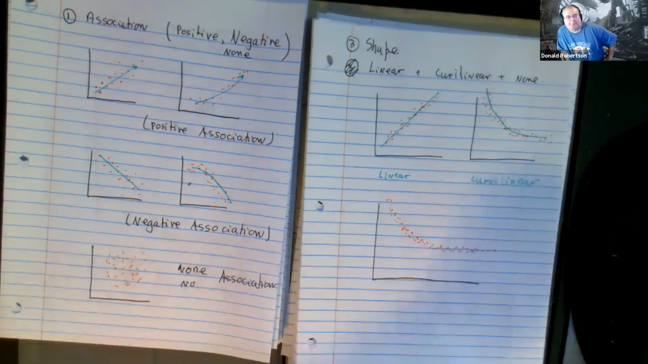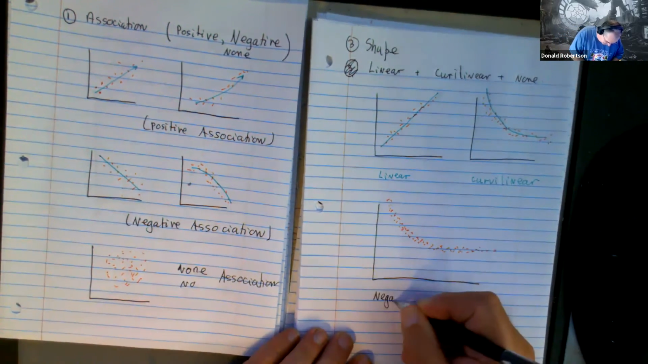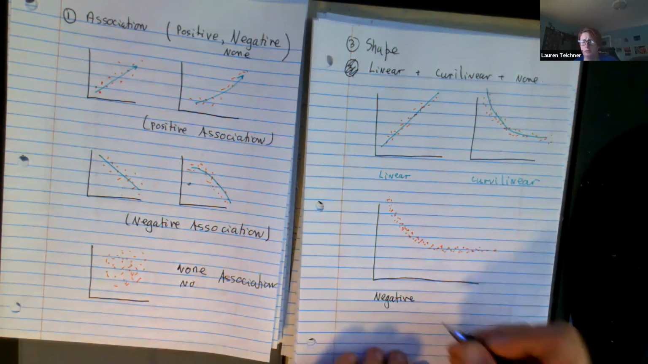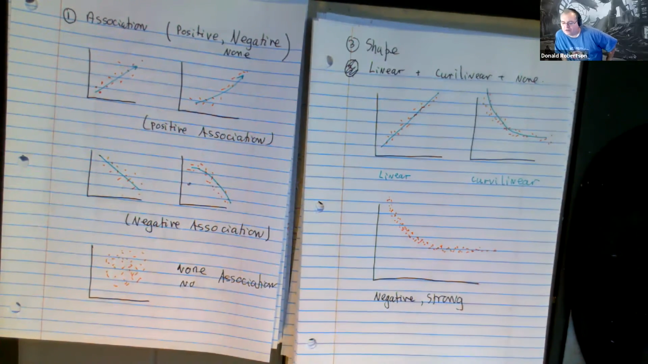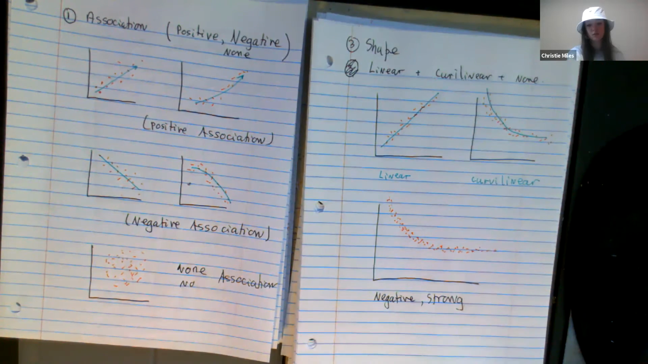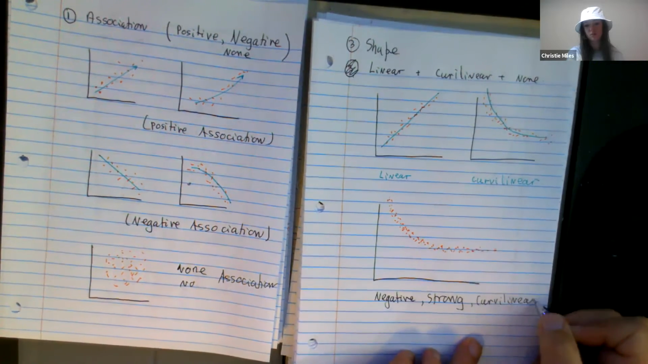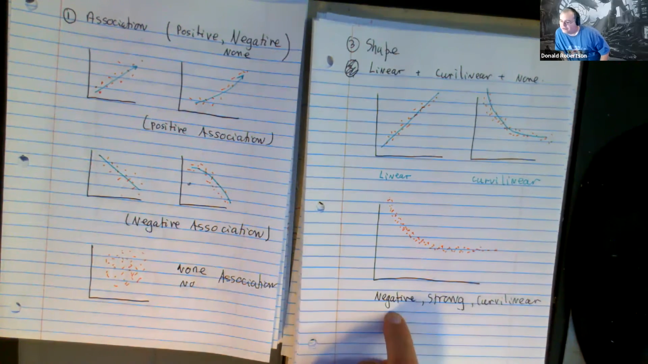Okay, here's a scatter plot. Positive, negative, or none? Negative. Okay, so we would call it negative. I've tried to make it obvious. I hope I have. Strong, moderate, or weak? Strong. That's what I was hoping you would say. Linear or curvilinear or nothing? Curvilinear. Right. So if I gave you this picture, couldn't you use this vocabulary to describe what you're seeing?